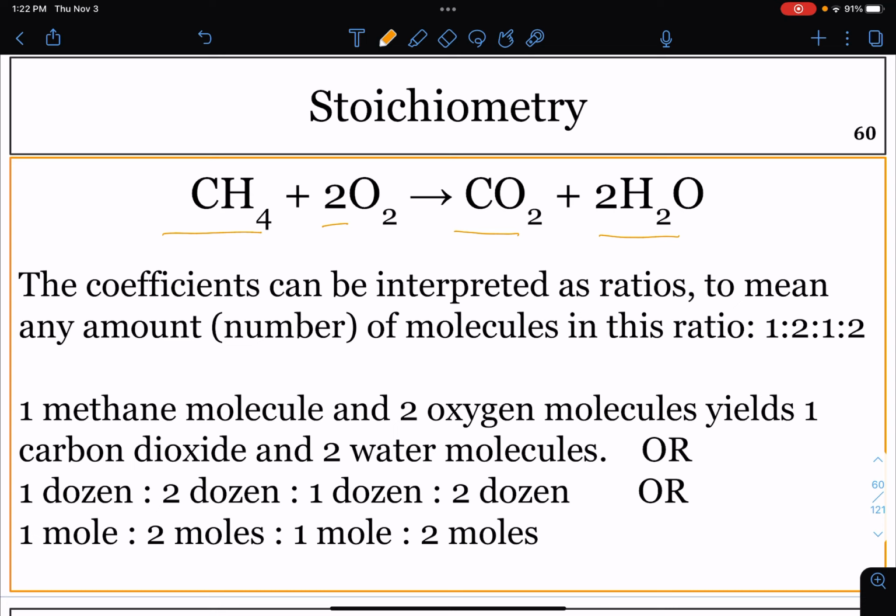Of course, we can use our new concept, the mole, for these ratios. We know that the mole equals this large number, but we don't need to use this number. We can just say that when you have 1 mole of CH4, you will need 2 moles of O2 in order to completely react. Then this will produce 1 mole of CO2 and 2 moles of H2O. Remember, just like in math, when you don't have a coefficient written, that means it is a 1. The 1 is implied.